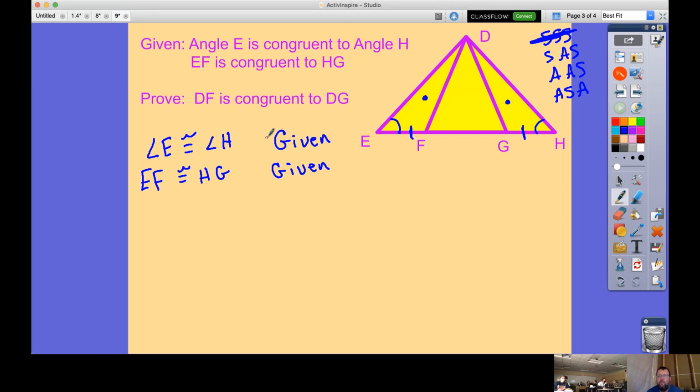All right, this one is a little bit harder to see. Does anybody see what we could prove here?